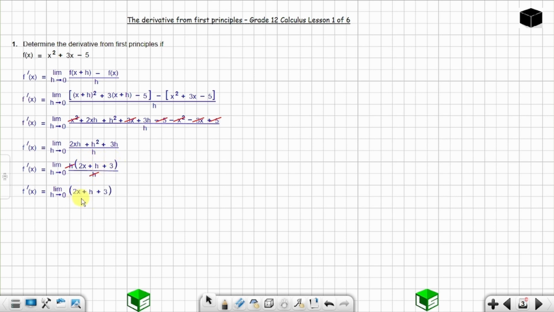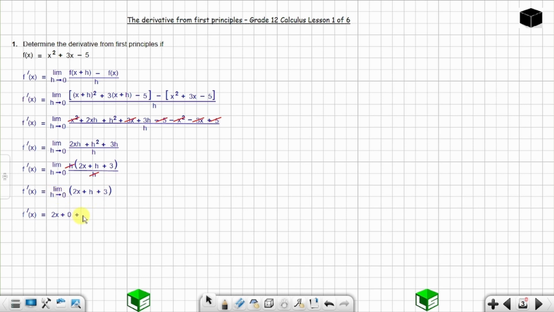Now you can substitute 0 for h. When you substitute 0 for h, you are going to drop this part. This is the only time you are going to drop this part. So f prime of x is equal to, you drop this part, you substitute 0 for h. Whenever you see h, you plug 0 in there. So you are going to have 2x plus h, so 0 for h, you have plus 0.